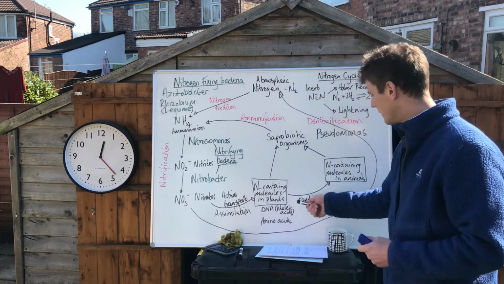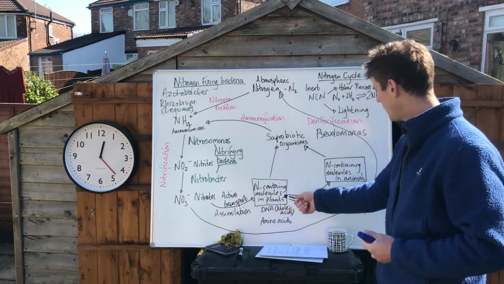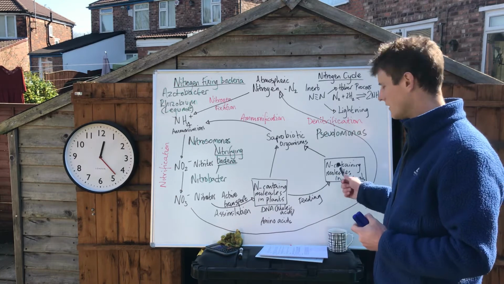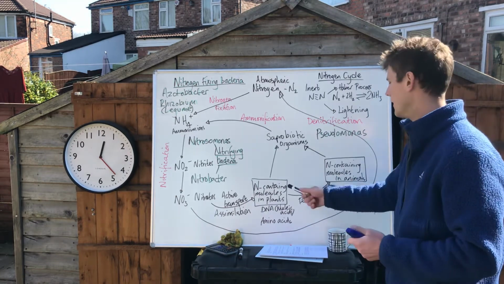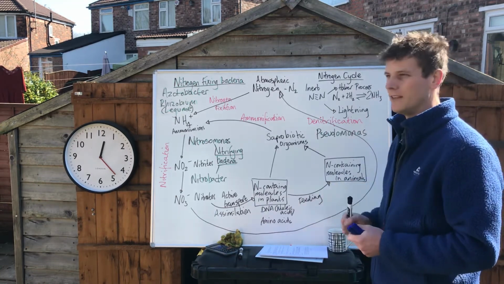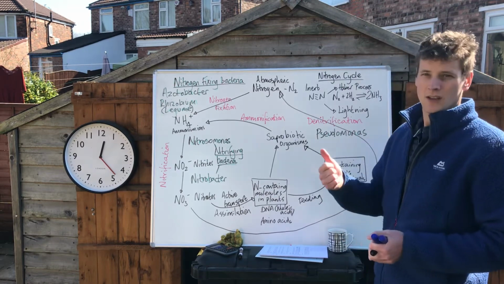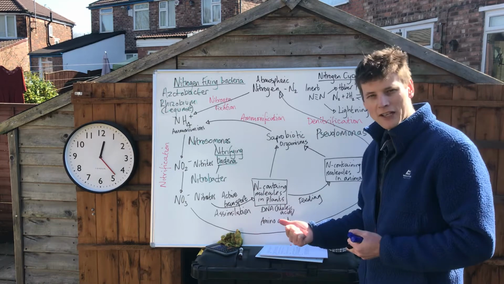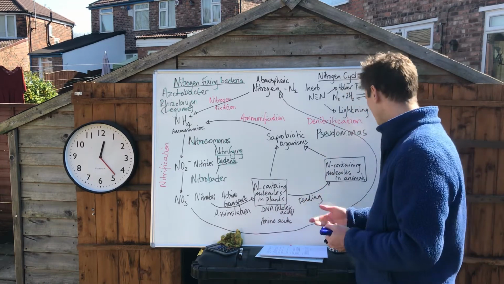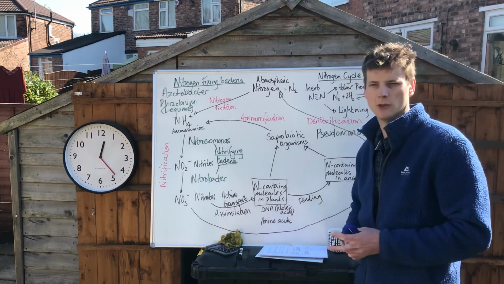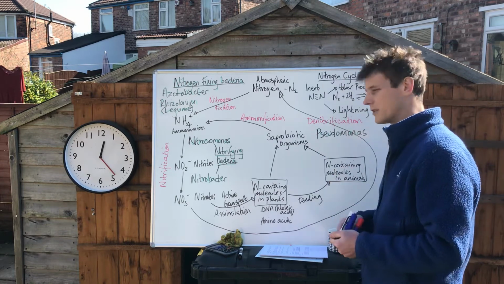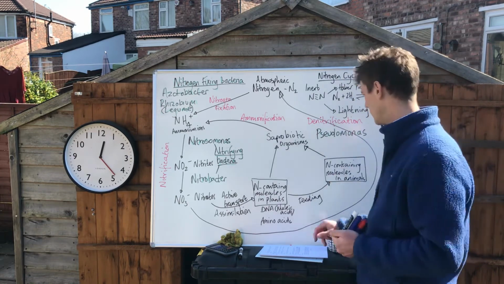Then there is this feeding process. So feeding of plants by animals. The plants provide the nitrogen-containing molecules to those animals. A couple of stages, obviously need to go through digestion, absorption, and then once they've been absorbed, the animals can produce the nitrogen-containing molecules.